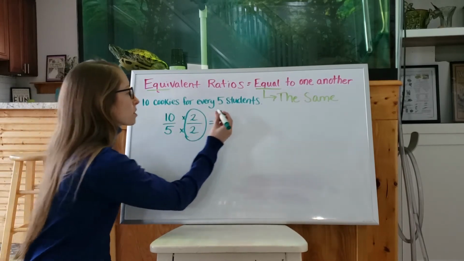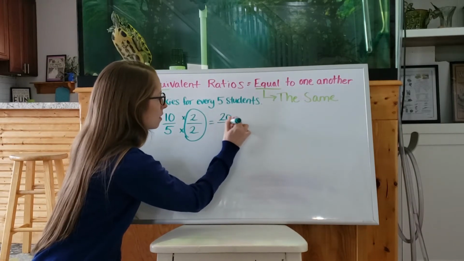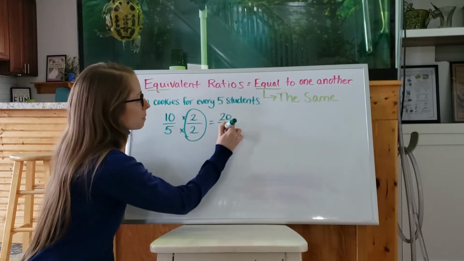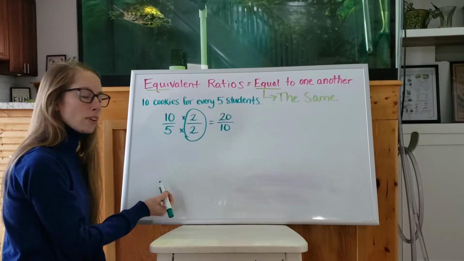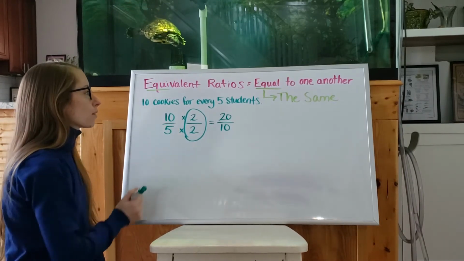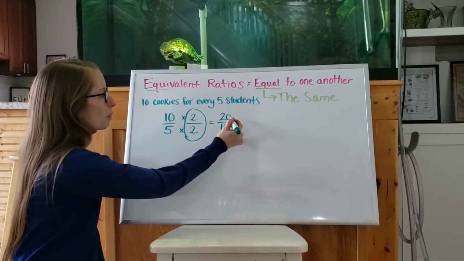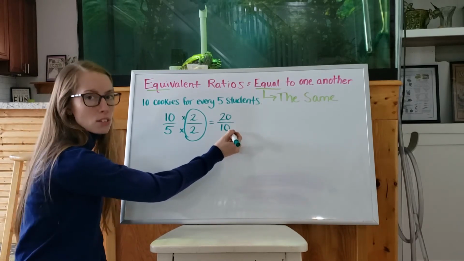So 10 times 2 gives me 20, and 5 times 2 gives me 10. Therefore, 20 to 10 is an equivalent ratio to 10 to 5. I would read this as having 20 cookies for every 10 students.